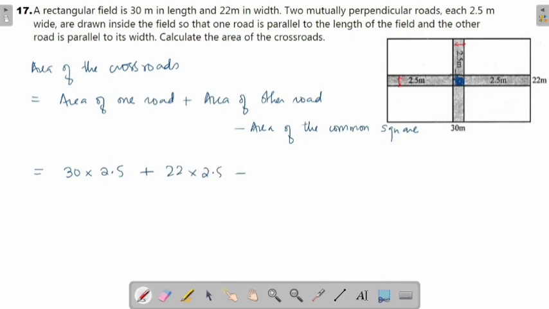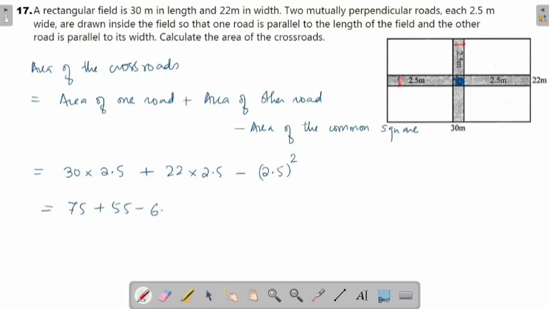So this is a square shape of each side to be 2.5. So that's why its area becomes 2.5 square. Okay. Now you just need to calculate this. So let's quickly calculate. So we have 30 into 2.5 will be 75. So this is your 75 plus this becomes 22 into 2.5 is 55. So this becomes your 55 minus, so 2.5 into 2.5 is 6.25.